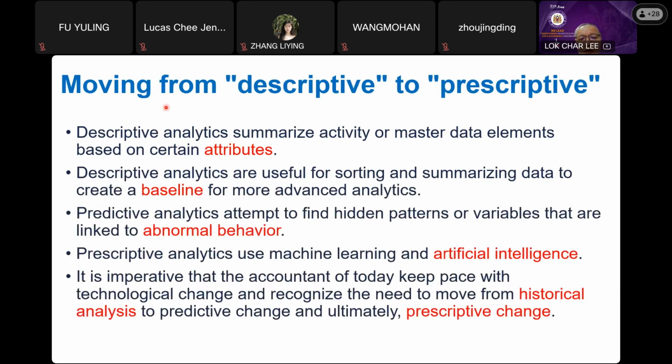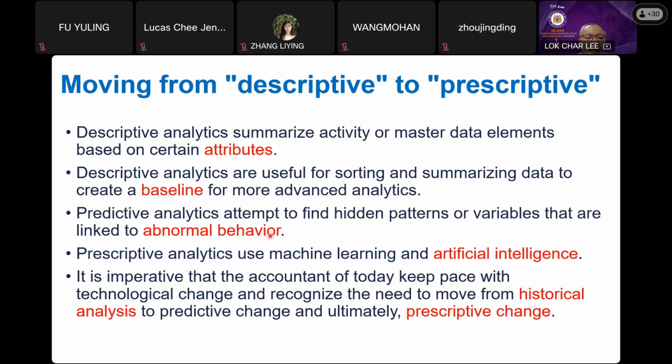Moving from descriptive to prescriptive analytics. The descriptive analytics summarize activity or master data elements based on certain attributes. What we mean by attributes are the columns, the columns that we described last week. So we're looking at the different types of attributes that describe the data set. The descriptive analytics are useful for sorting and summarizing data to create a baseline for more advanced analytics.